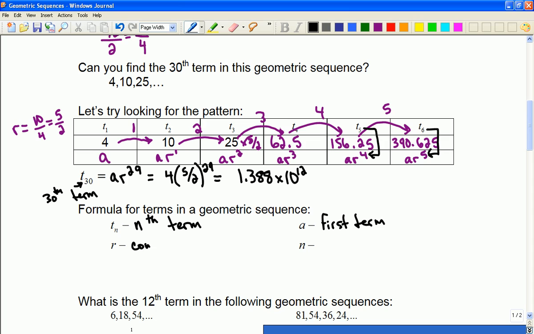R is the common ratio, and n is the term number. So we can put together a new formula. Tn is AR to the n minus 1. So this is the formula that we're going to work with today for geometric sequences.